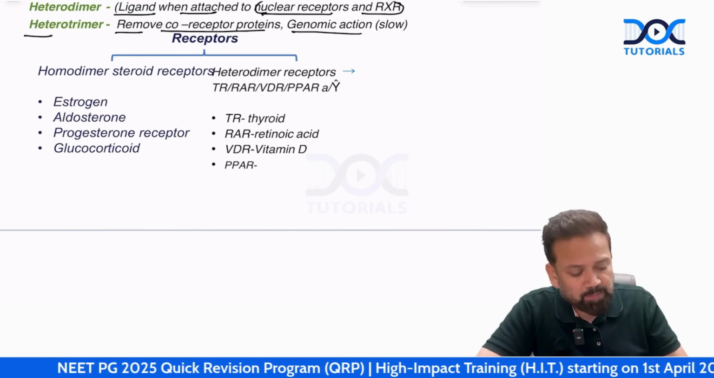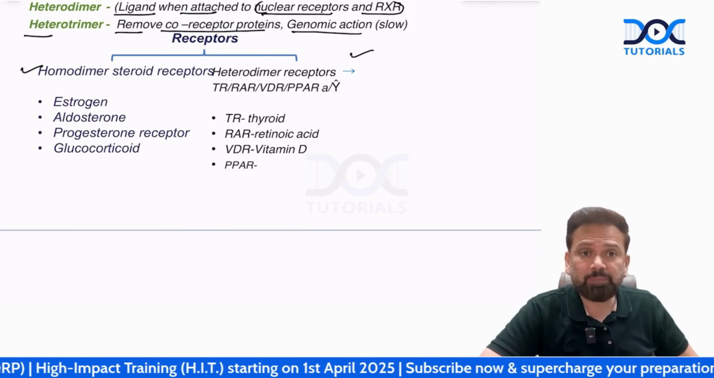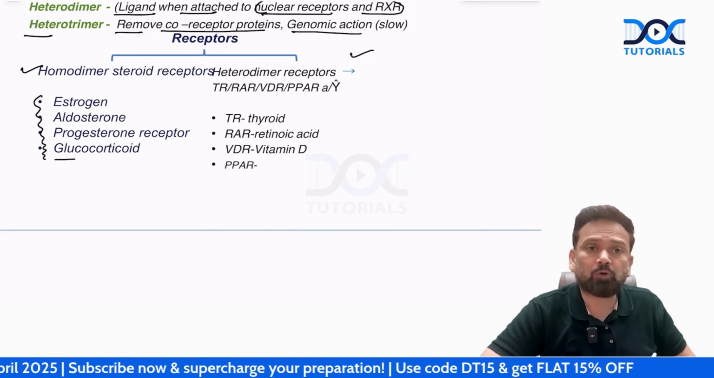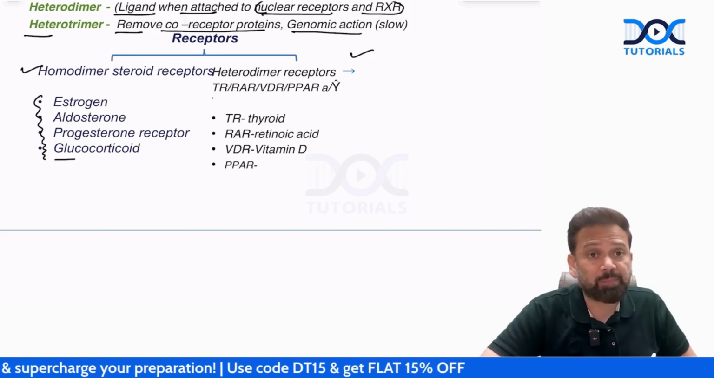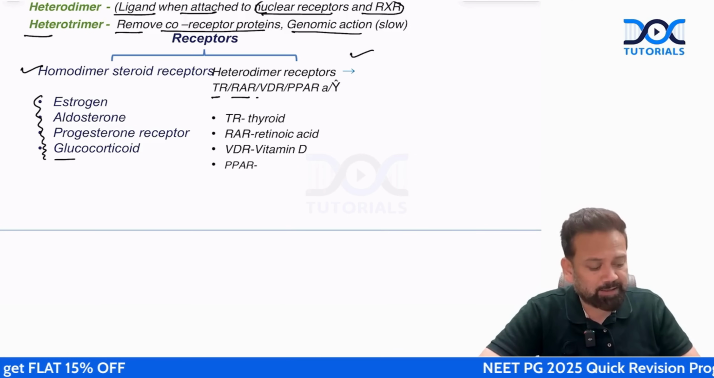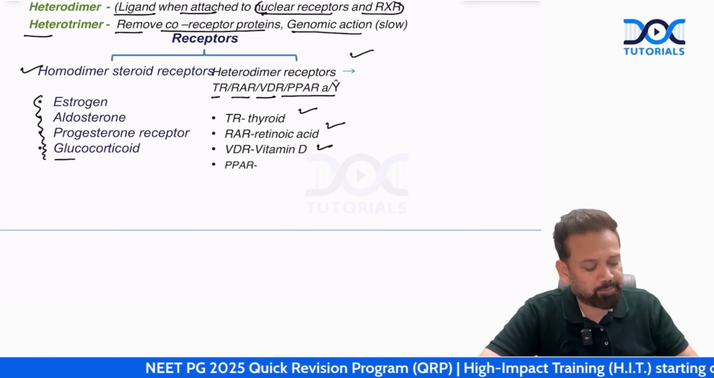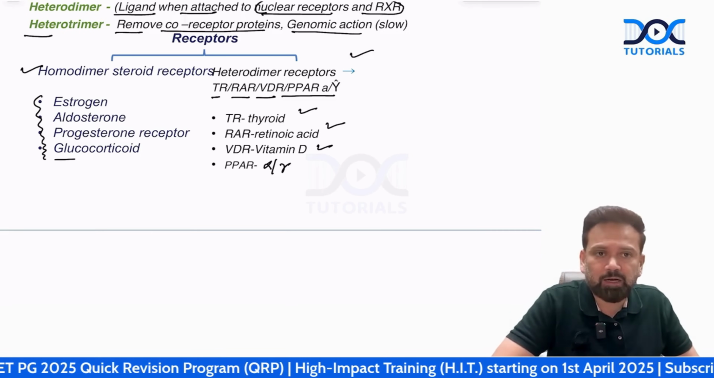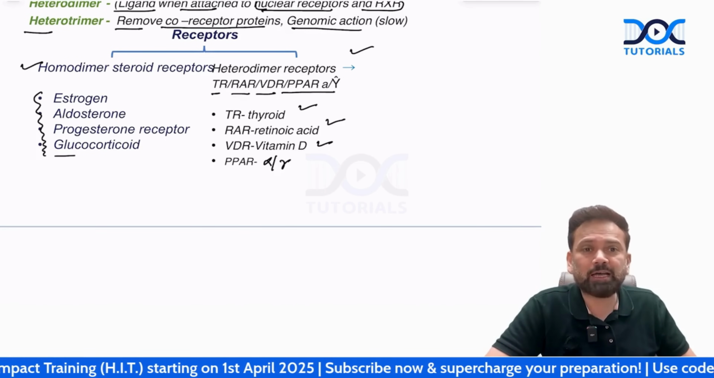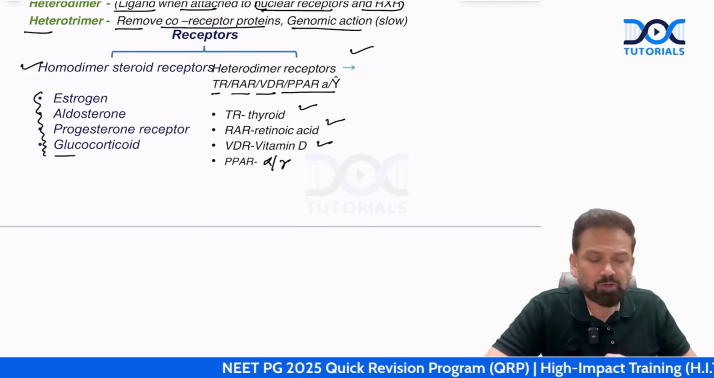So from now onward, always remember there are homodimers and there are heterodimers. Homodimer receptors will be in the cytoplasm, and the examples are estrogen, aldosterone, progesterone, glucocorticoid. But heterodimer receptors will be in the nucleus, and they are thyroid hormone, retinoic acid receptor, vitamin D receptor, PPAR alpha and gamma. In pharma, they will discuss alpha agonist fibrates, gamma agonist pioglitazone, alpha-gamma dual agonist. Do you know? Saroglitazar. Okay, so this is about the pharma.